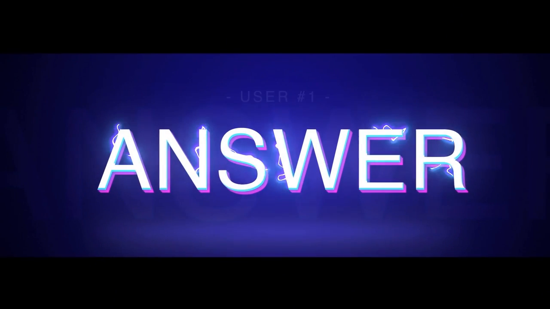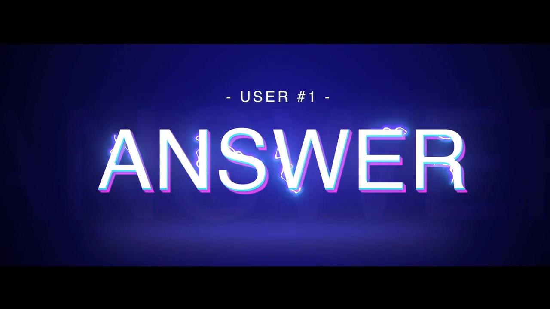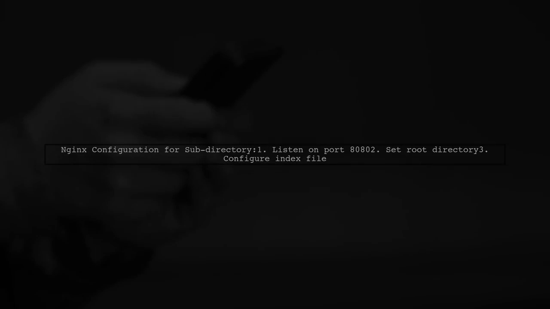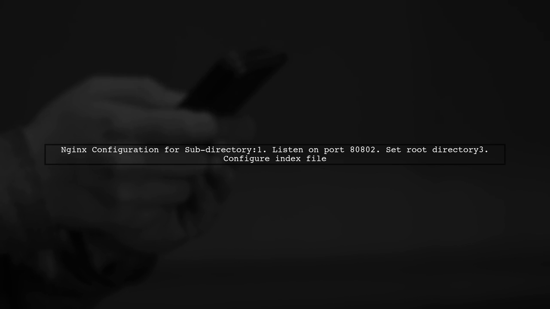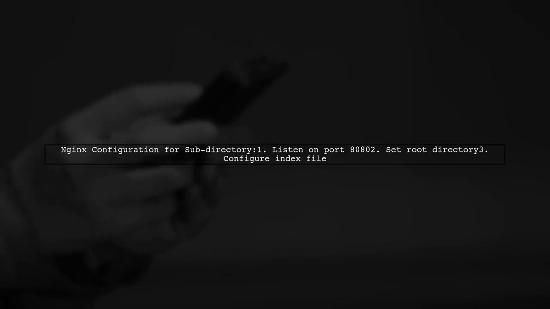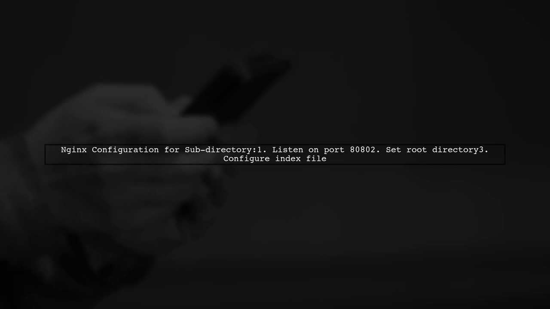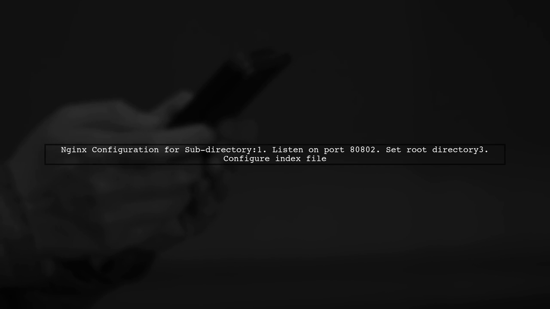Let's now look at a user-suggested answer. If you're serving your React app from a subdirectory, like jobs, you'll need to configure Nginx properly. Start by setting the server to listen on port 8080 and specify the root directory for your files.